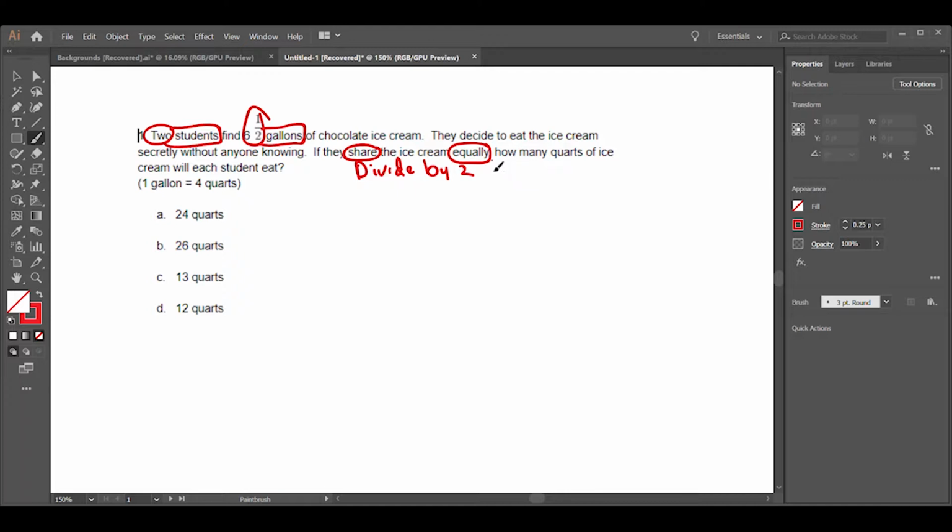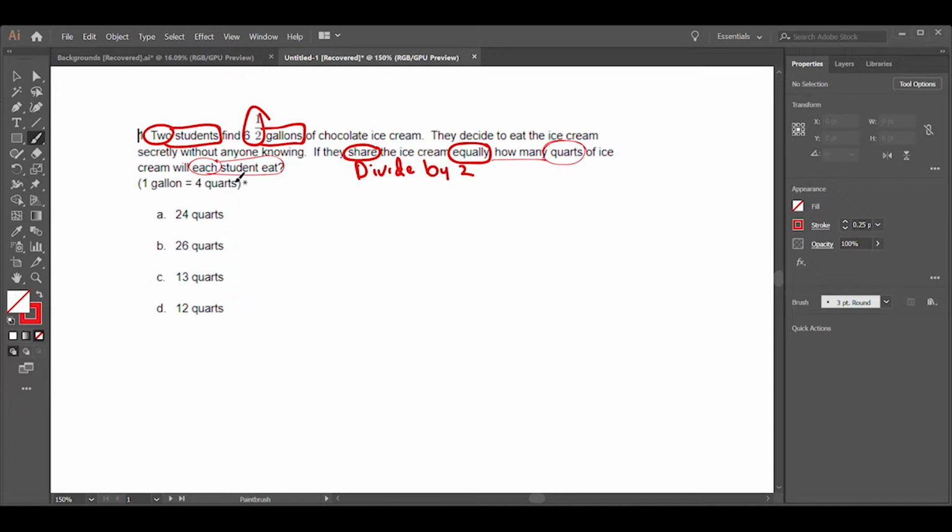And I see here how many quarts. Notice how it does not say gallons. Up here we were told that it's 6.5 gallons, but down here it says how many quarts. They want to know how many quarts of ice cream each student will eat. Alright, so it's not asking for how much ice cream both students eat, it's asking for how much ice cream each student eats. And there's two students and they share the ice cream equally, so I know I'm going to divide by 2.